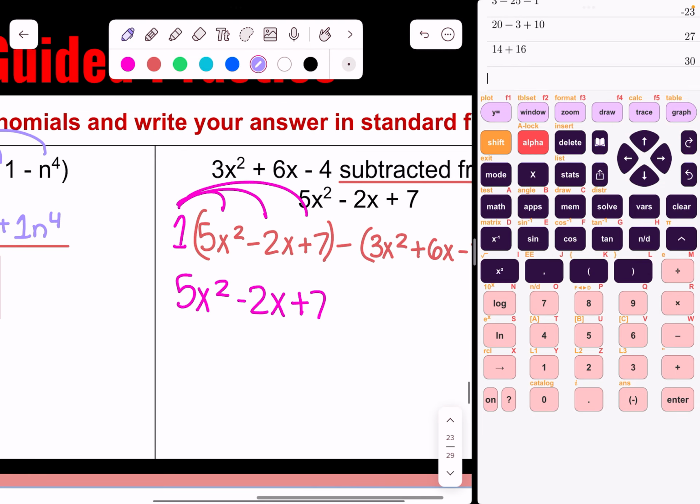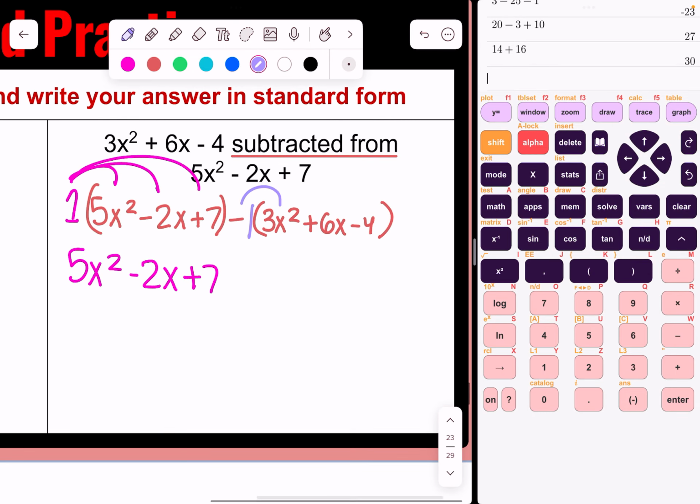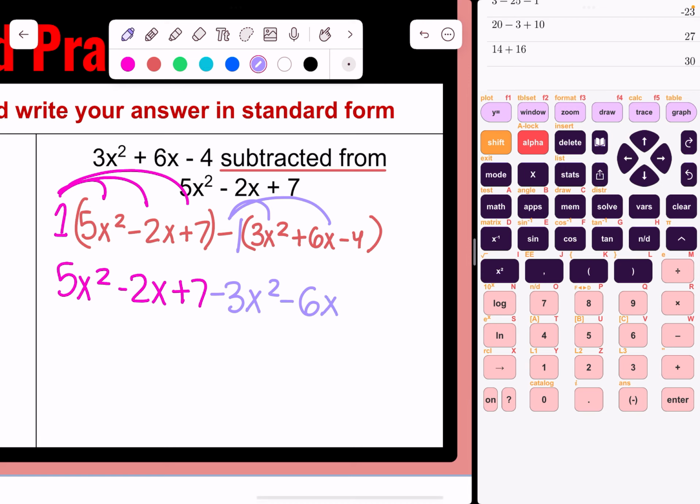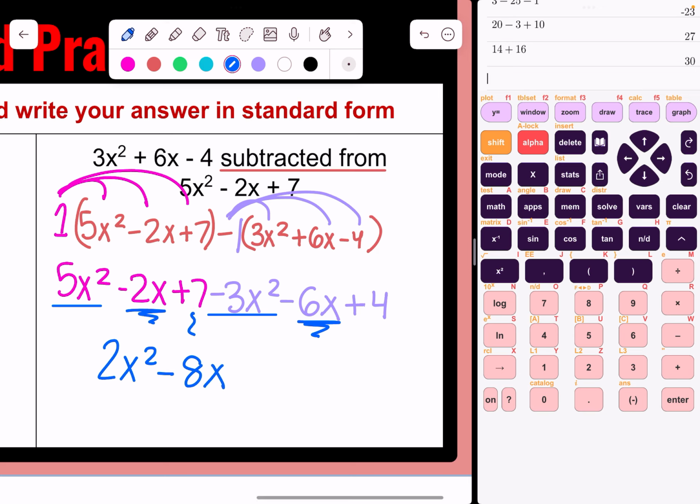And now in front of the next one, we have a negative 1. Negative 1 times 3x squared is negative 3x squared. Negative 1 times 6x is negative 6x. And negative 1 times negative 4 is positive 4. And now let's combine like terms. 5x squared minus 3x squared is 2x squared. Negative 2x minus 6x is negative 8x. And 7 plus 4 is 11. And we are done.